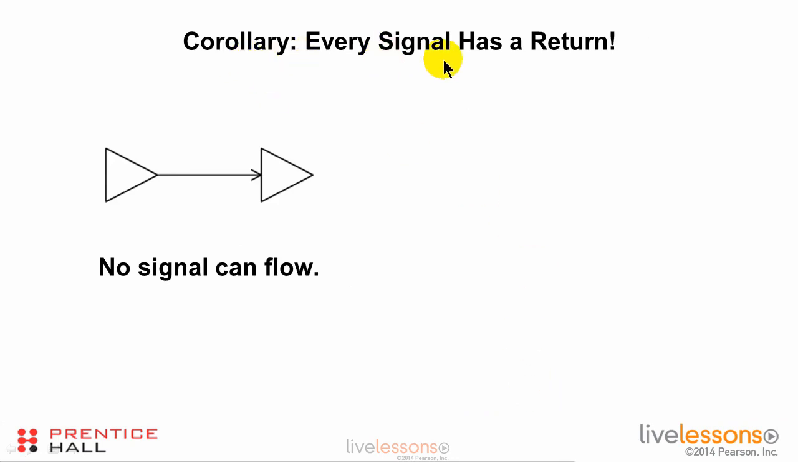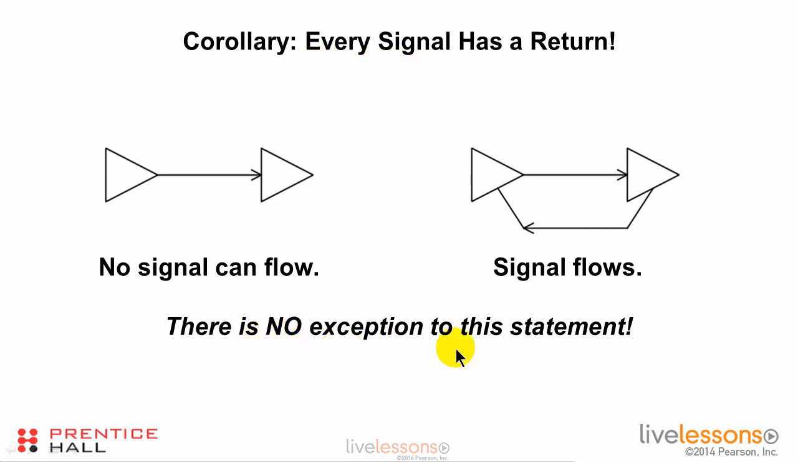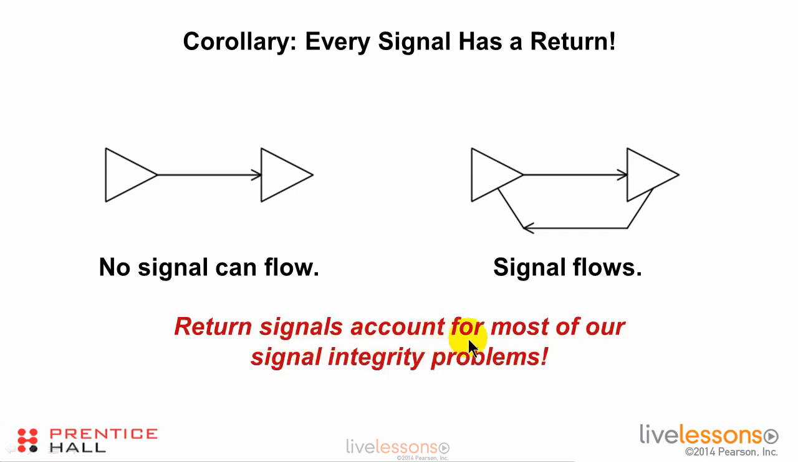Now, there's a corollary to that, and that is that every signal has a return. Here's a driver and a trace going down to a receiver. Current can't flow because there's no return path. But if we provide a return path, say through the plane, now signal can flow. So every signal has a return, and there is no exception to that statement. Every signal has a return, and you need to know where it is, because the return signals are what account for most of our signal integrity problems.